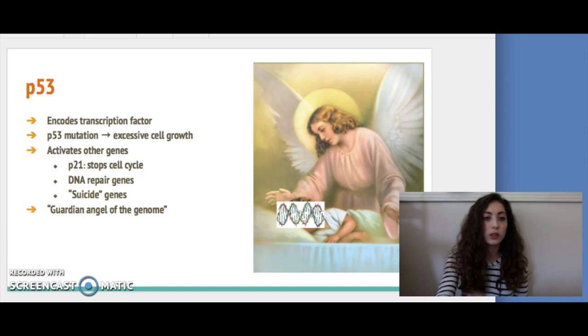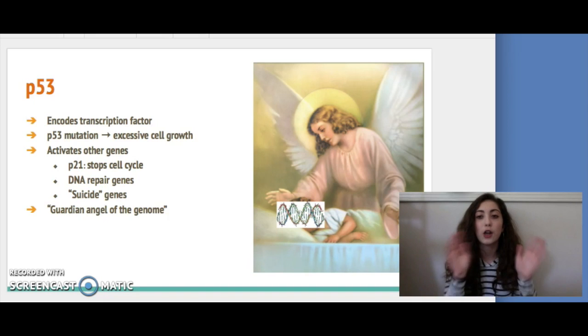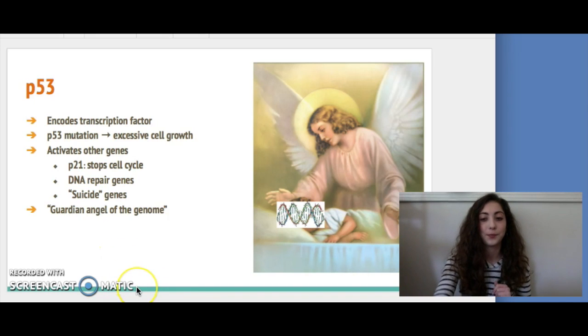And p53 can also activate suicide genes if the DNA mutations in a cell are too great, so they just can't be repaired, and the only thing a cell can do is go into programmed cell death, which is apoptosis. It's called the guardian angel of the genome because it watches over everything. It controls the activation of other genes that contribute to the cell cycle. It promotes cell growth itself. It's just an all-around great guy.